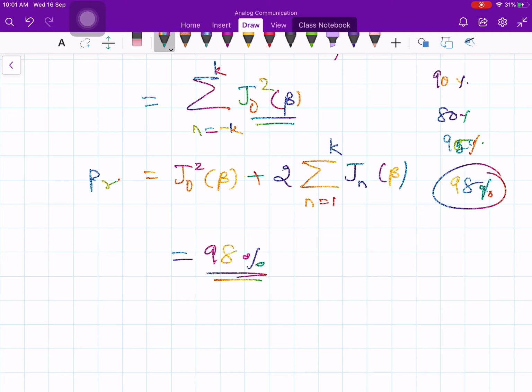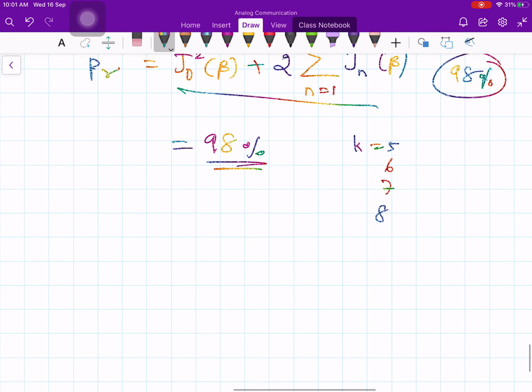So basically what we need to figure out is, for what value of k does this ratio turn out to be 98%. Whether I substitute k equal to 5 or 6 or 7 or 8, whatever it is, we substitute there and find out whether it gives 98% of the total power. So that is the next thing that we need to consider.